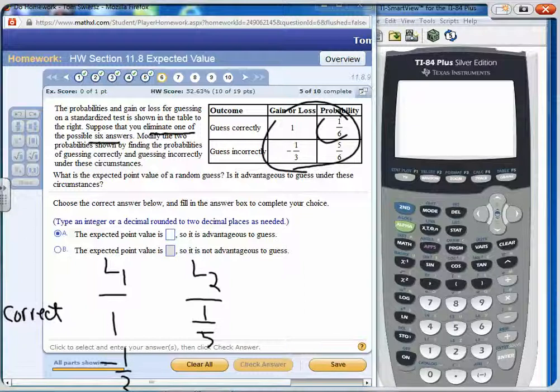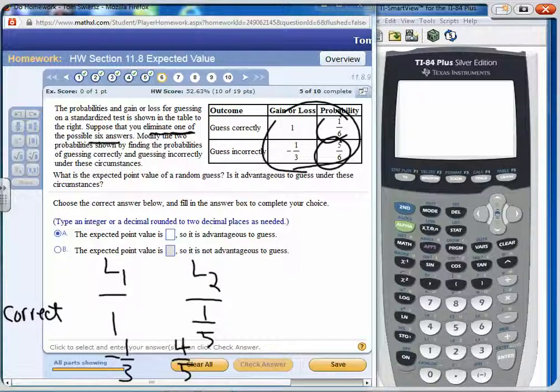But again, remember that you have only 5 different possibilities now. So instead of 5 out of 6 wrong, you have 4 out of 5 wrong. So now these are your new probabilities with respect to eliminating one of the possible 6 answers. So now what we can do is go ahead and put this into our calculator, either multiply or put it into a list and go ahead and get our answers.